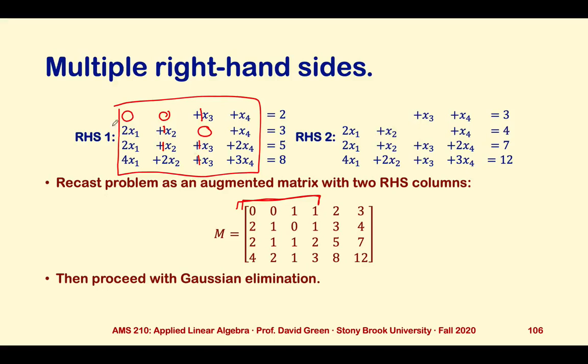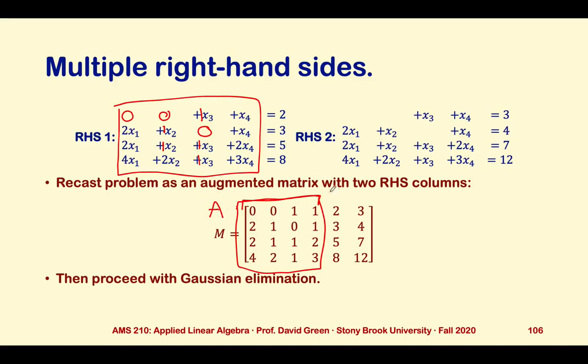I'll do it column by column. 0, 2, 2, 4, then 0, 1, 1, 2, then 1, 0, 1, 1, and 1, 1, 2, 3. That is our variable block. That is our A matrix.